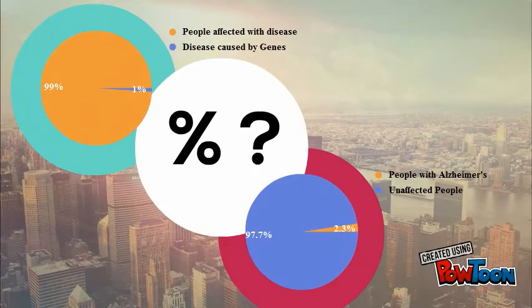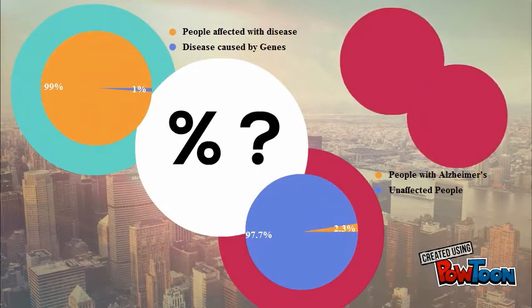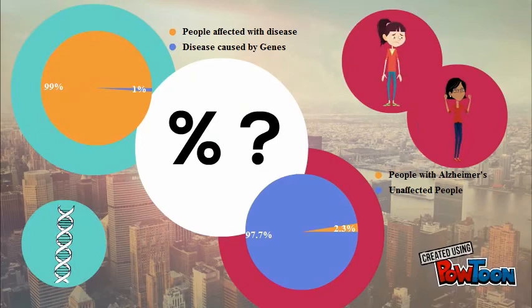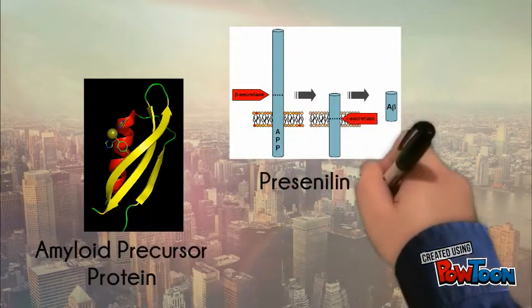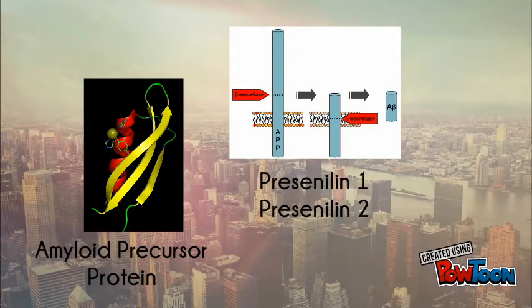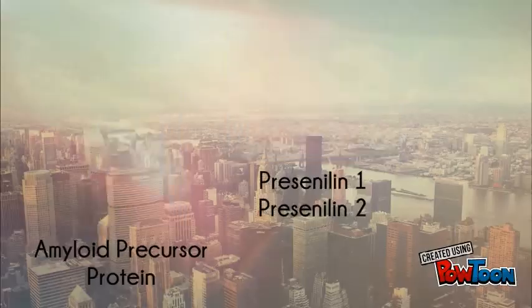1% or less of people who have Alzheimer's disease are caused by a genetic mutation. There are 3 specific genes that can guarantee the development of Alzheimer's disease in a human. These genes are called the amyloid precursor protein, presenilin 1, and presenilin 2.